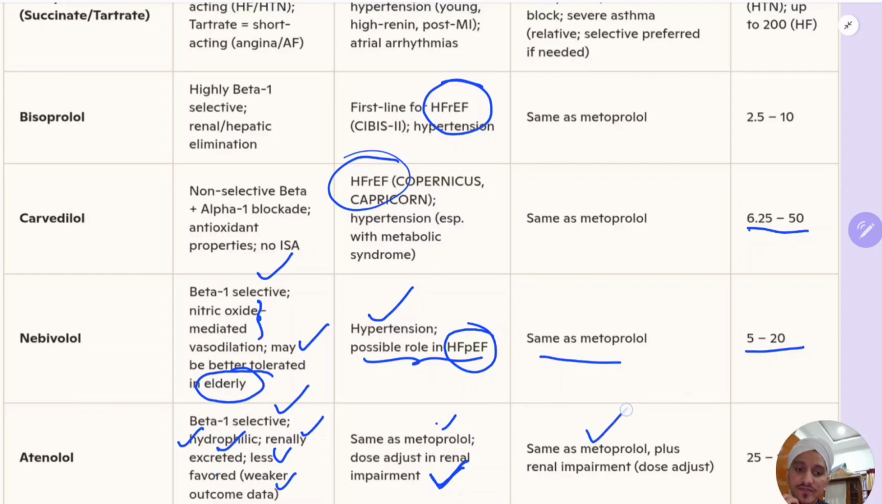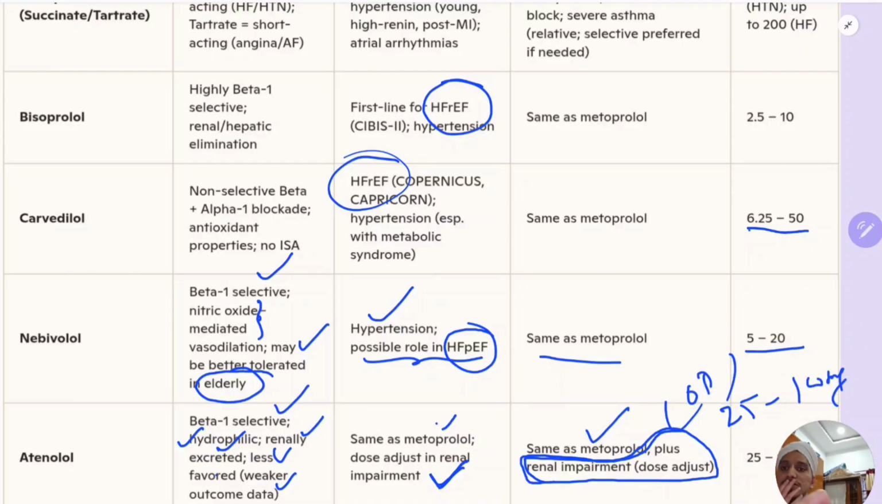So contraindication is same, but one additional thing for atenolol: you should think of CKD patients. There you should reduce the dose of atenolol because it is excreted through the kidney only. The dosage is 25 to 100 mg, OD dosage is given.